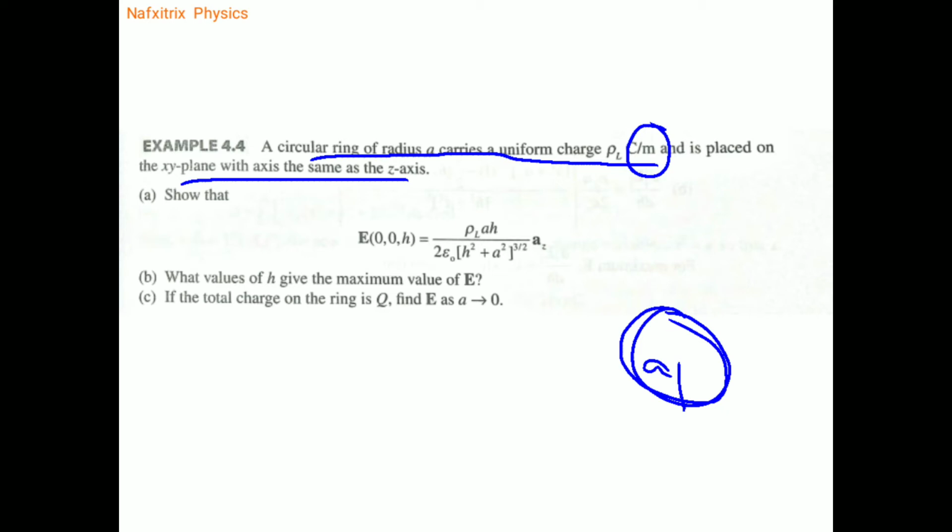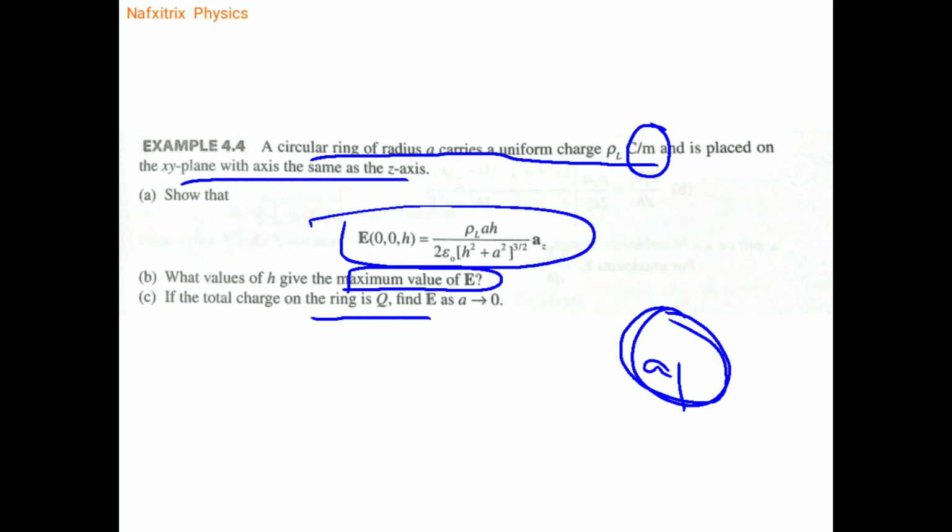We need to show that E at (0, 0, h) is this, that is, the electric field at a certain height. Next, part B: what value of h gives the maximum value of E? That one we need to see. If the total charge on the ring is Q, we need to find E as A tends to 0. So this is the question.